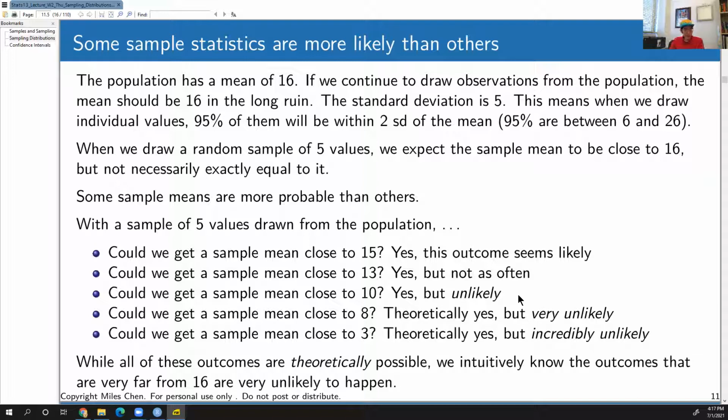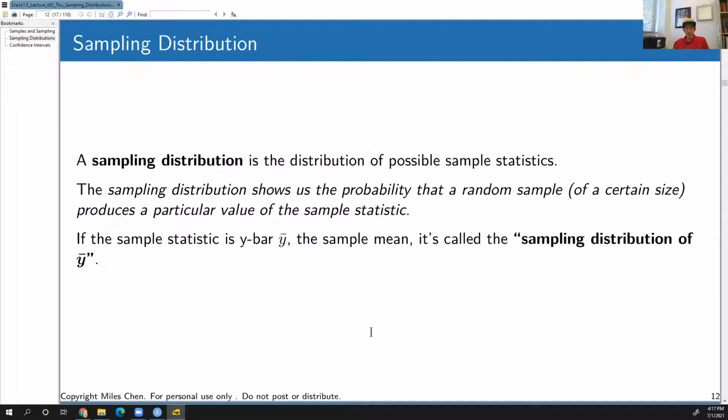And so while these different outcomes are theoretically possible, intuitively I think we get the sense that outcomes where the sample has a mean of 8 or a mean of 3 really shouldn't happen that often in life, okay?